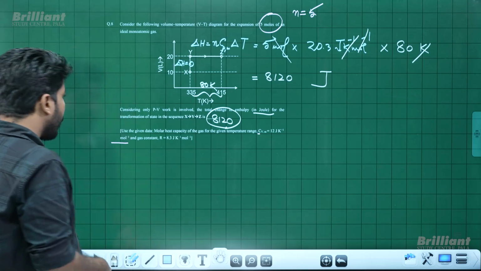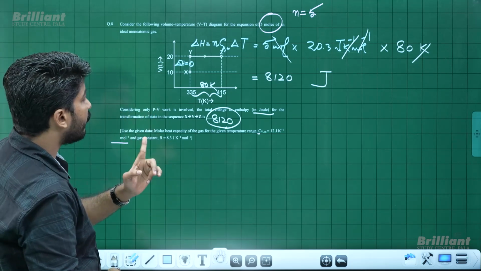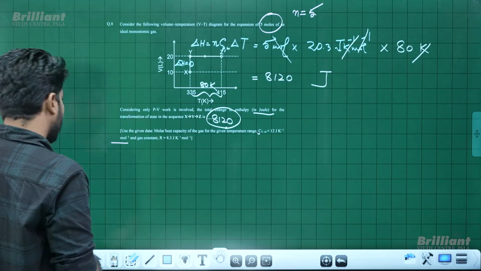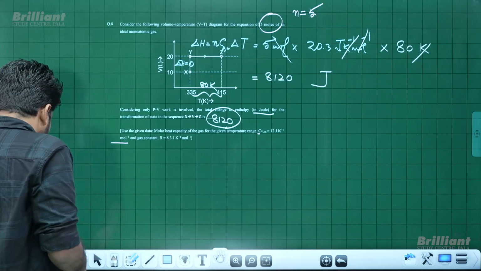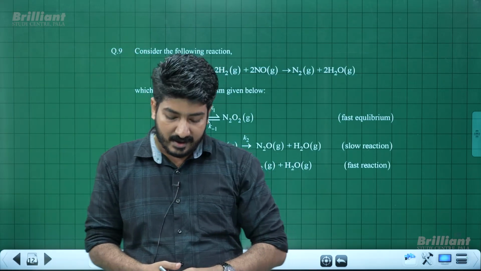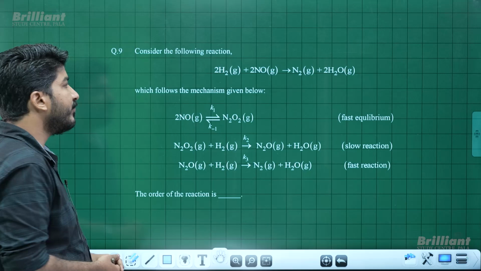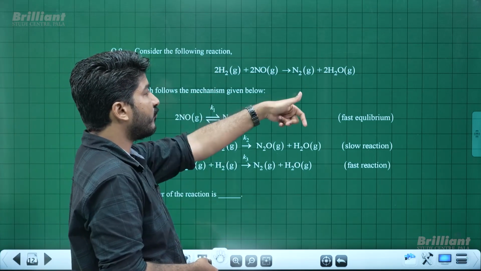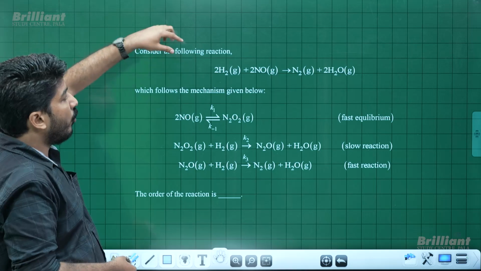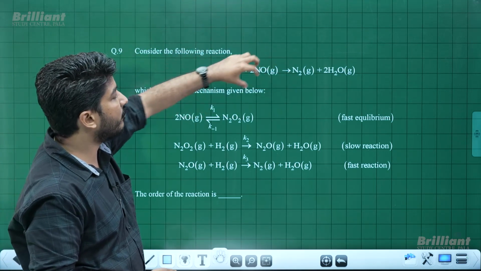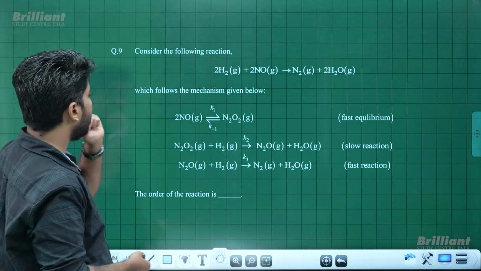So that was question number 8 from thermodynamics regarding the enthalpy of an expansion process of an ideal gas. We got the answer. Now the next one is from kinetics. We are given the mechanism of a complex reaction. These are the elementary steps involved in this complex reaction. We need to find the overall order of this particular reaction, that is, in terms of its original reactants.